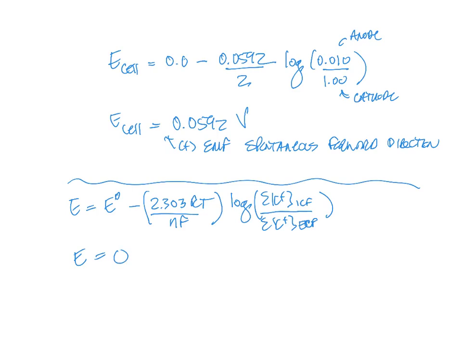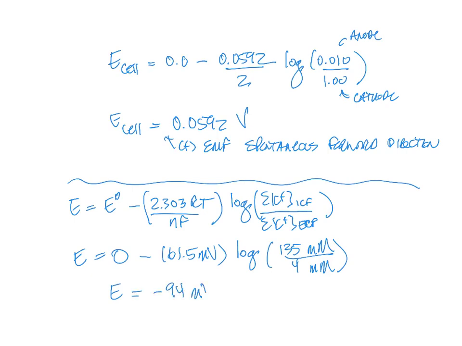I'll say E is equal to 0. That's our E0 cell. It's potassium in and out. And it'll be 61.5 millivolts times the log of just some chosen concentrations that really are part of the system. And what we would have is 135 millimolar divided by 4 millimolar. Now, the whole reason for doing this is so you can see that the E for this is a minus 94 millivolts. Notice, it is not a spontaneous reaction.